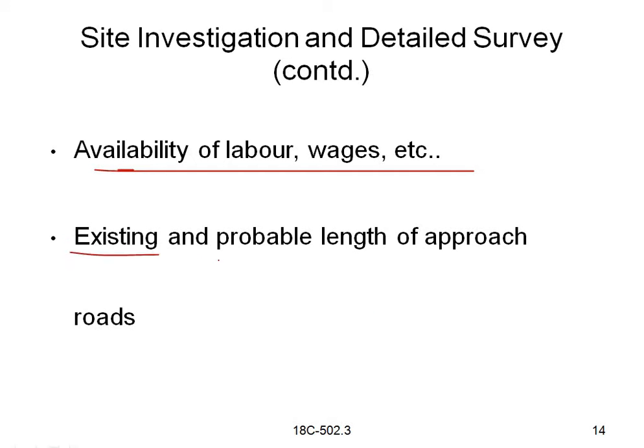And the next is existing and probable length of approach roads. So we can see here the existing and probable length. Now, for the general roads which are there, we can see whether future expansion can be done or not, and whether the probable length of roads is there or not. So that also should be shown in the feasibility report.